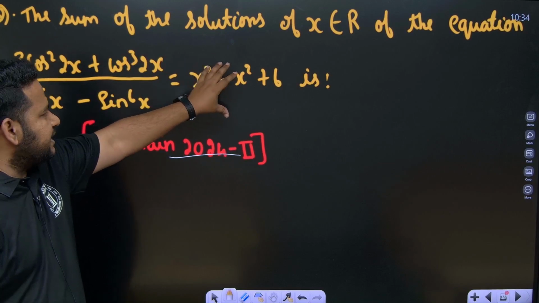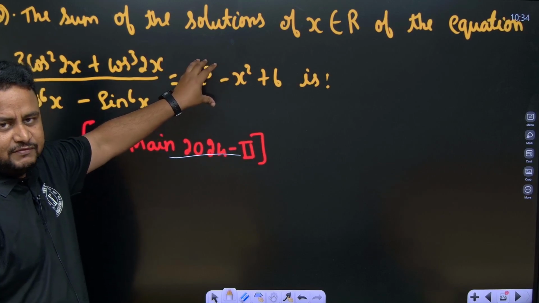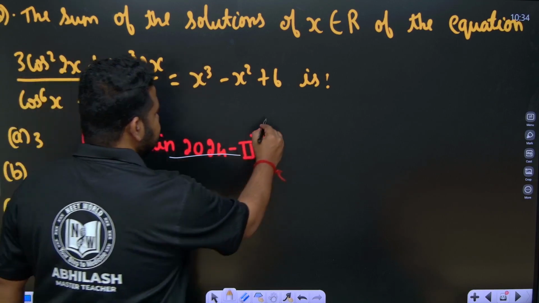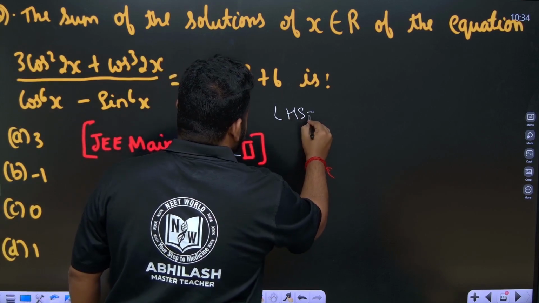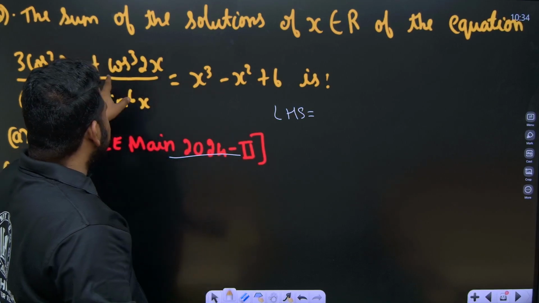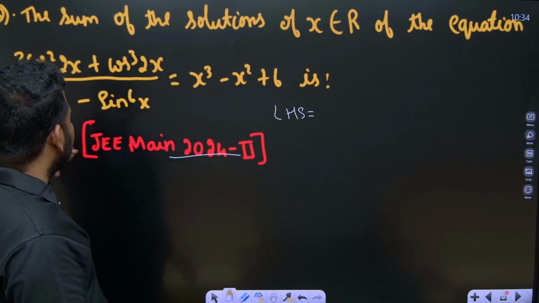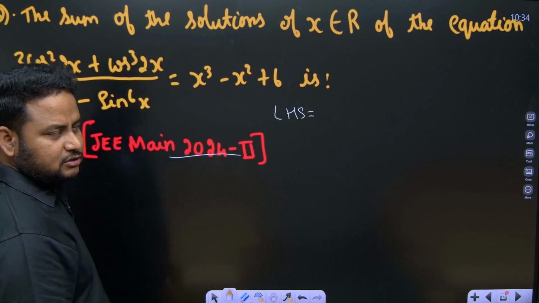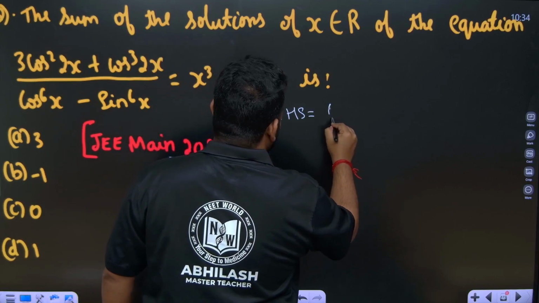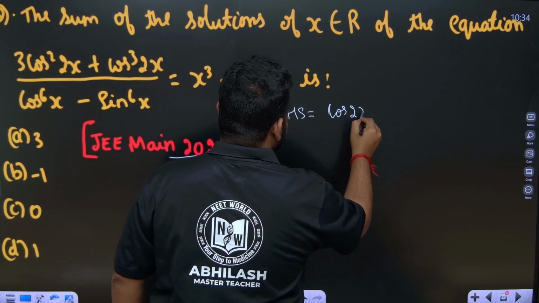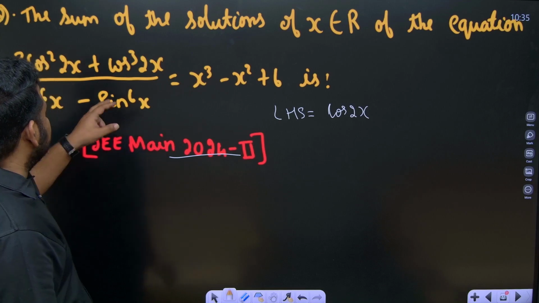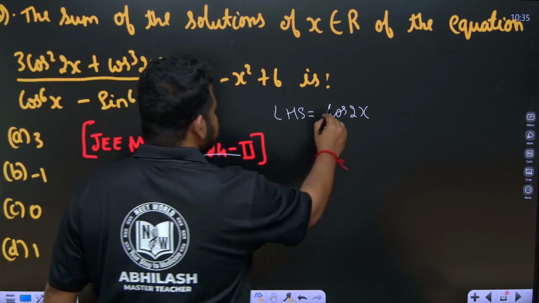This RHS is a polynomial, so I cannot do anything with the polynomial as of now. So let me take the LHS. I have cos square 2x, here also cos cube 2x. I can take cos square 2x outside, or I can take cos 2x outside.